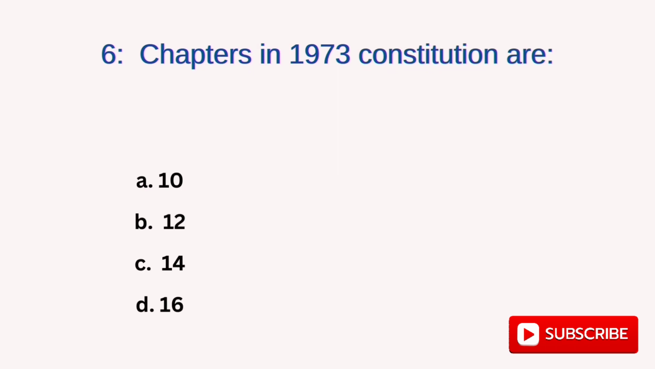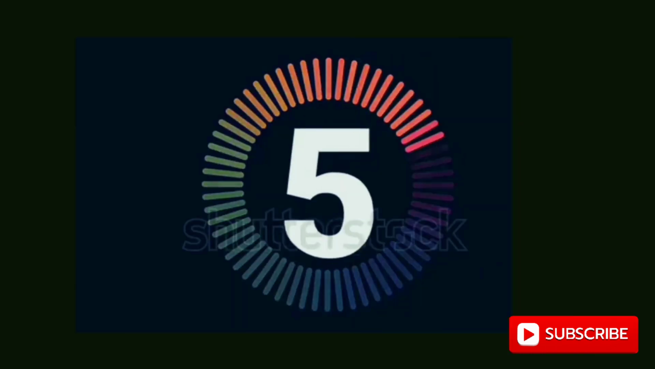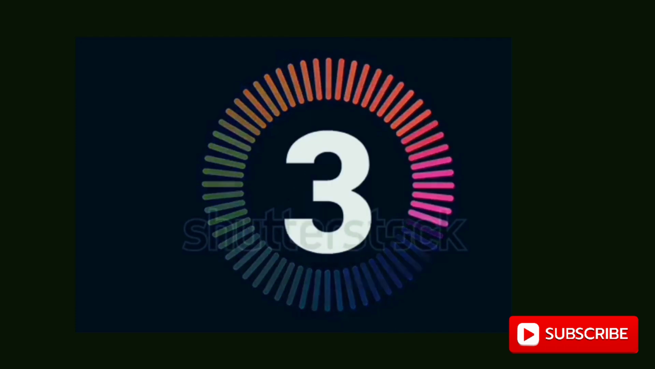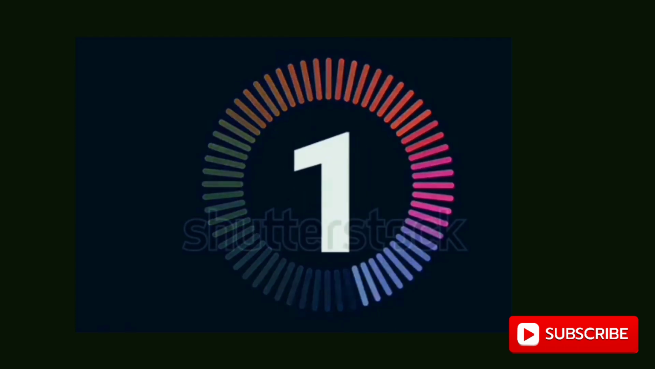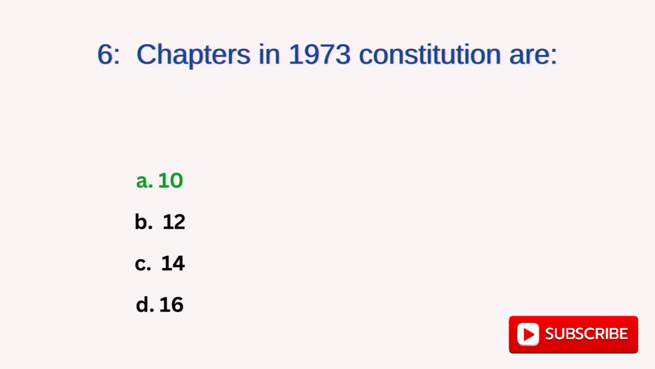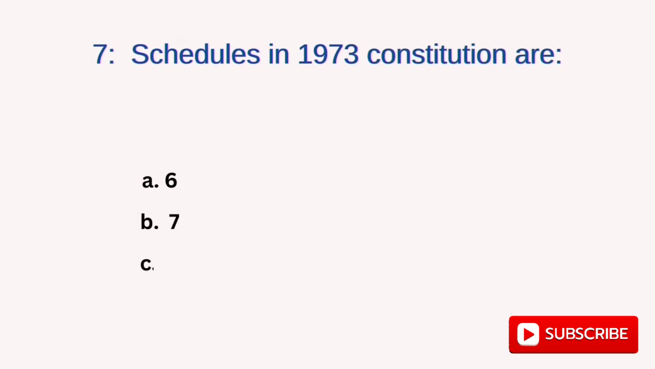Question 6. Chapters in 1973 Constitution are A. 10, B. 12, C. 14, D. 16. Correct answer is A.